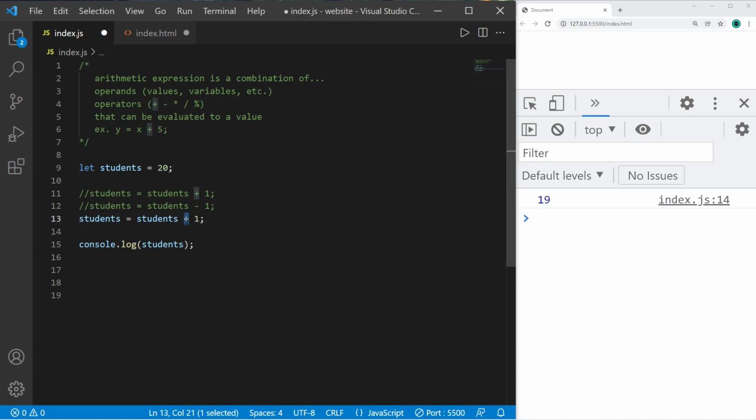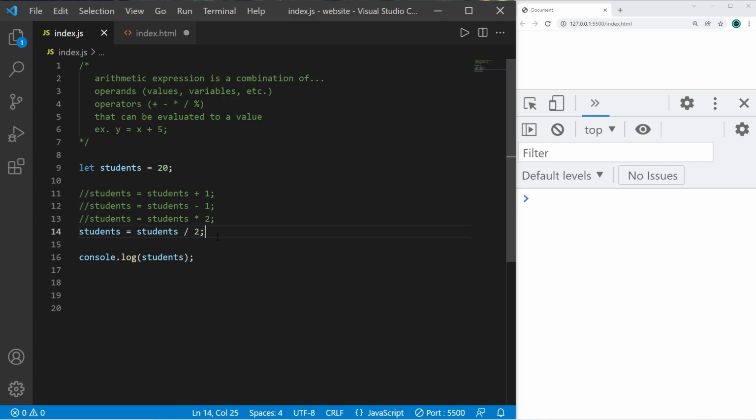For multiplication, you use an asterisk. Maybe we're combining two classes. Students equals students times 2. And now there's 40 students. Perhaps we're dividing a class in half. Students divided by 2, and you use a forward slash. And now there's 10.